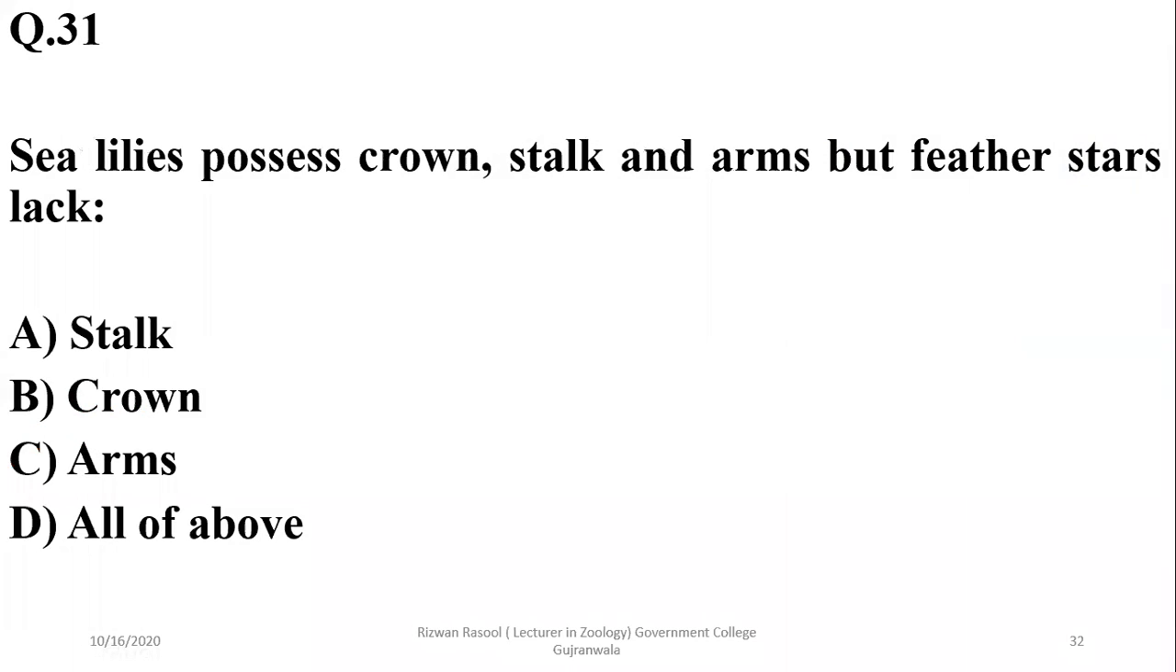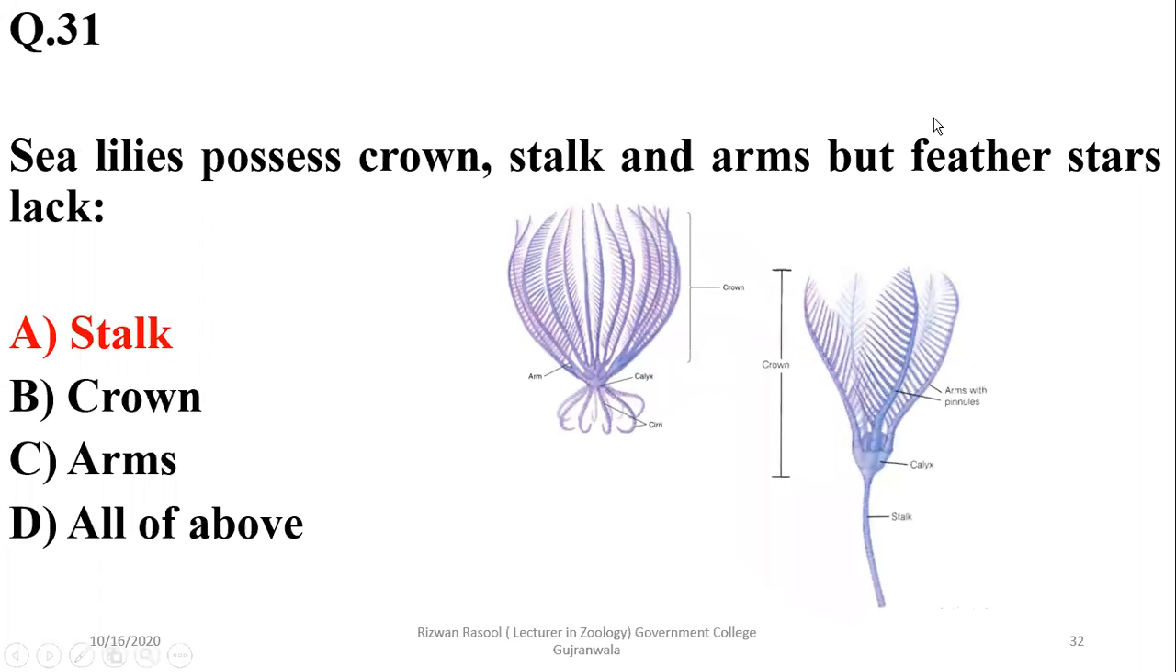Number 31. Sea lilies possess a crown, stalk, and arms, but feather stars lack the stalk, and they have a crown as well as arms, as you can see over here. The stalk portion is found in sea lilies but absent from the feather stars. But they have a crown as well as arms with pinnules. So the right option is alpha.